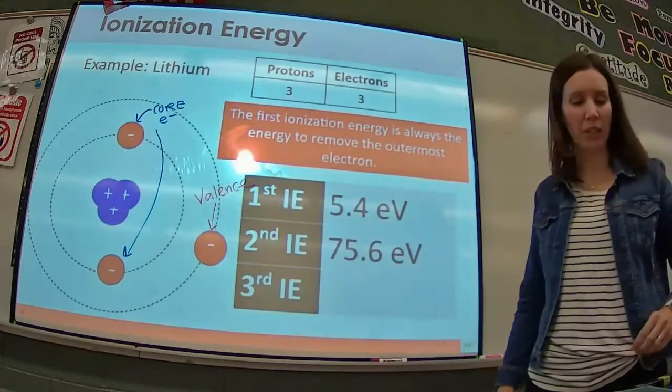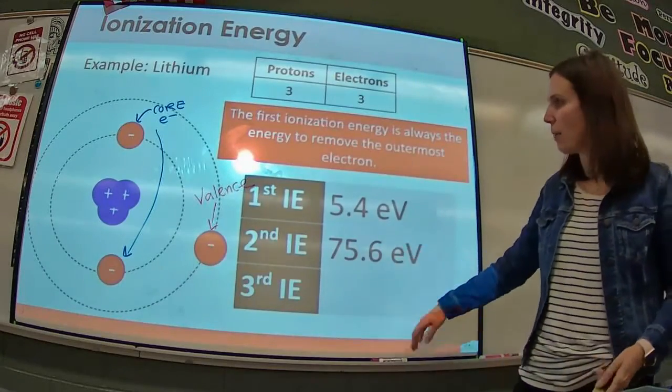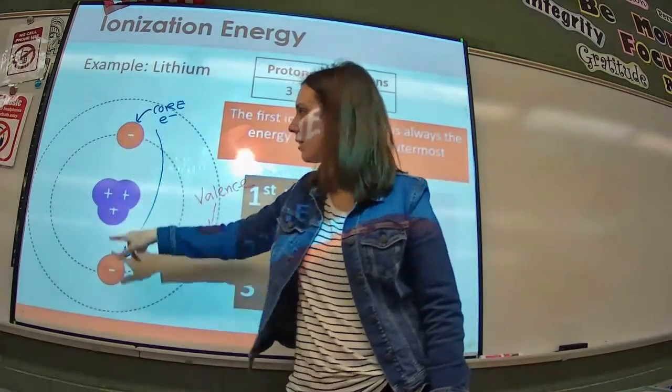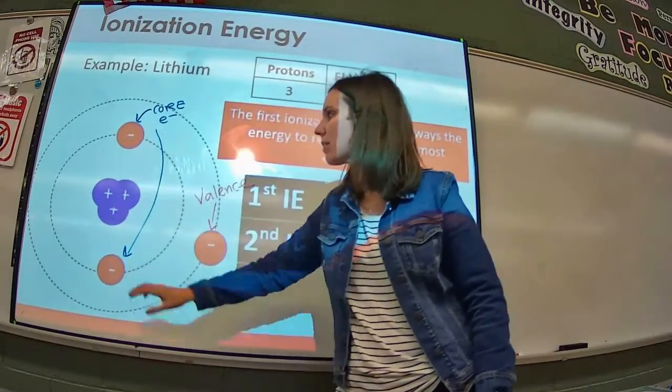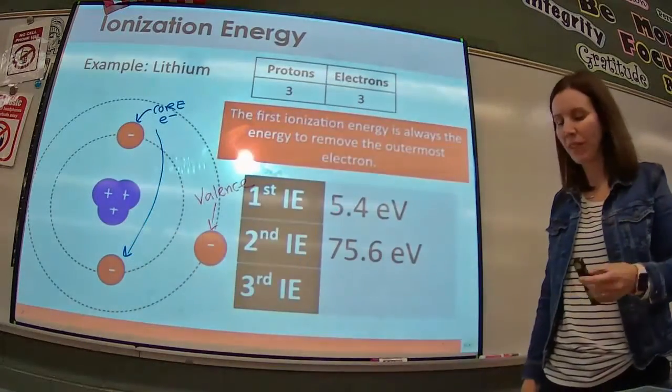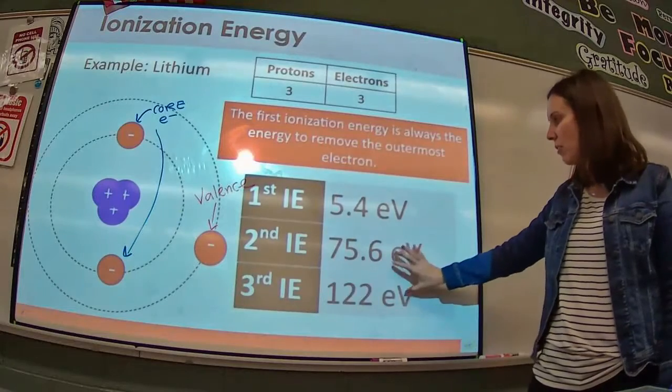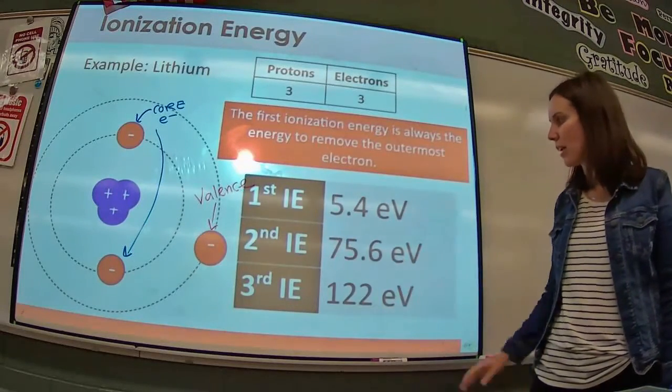And then when we go and look at the third ionization energy, again, they're both in the same shell, so relatively the same distance and same positive effective charge from the nucleus. So they're about in the same range, not quite as big a jump.